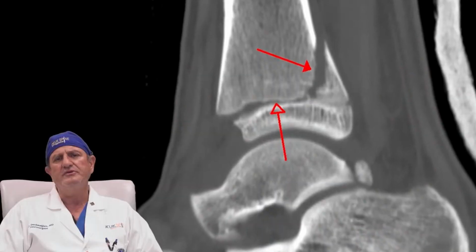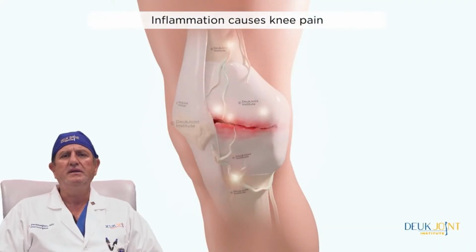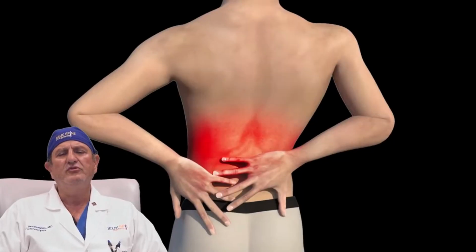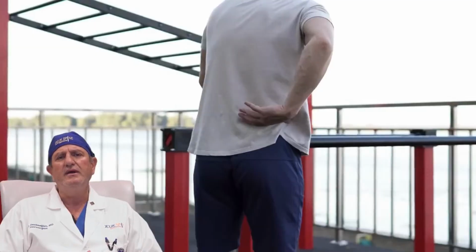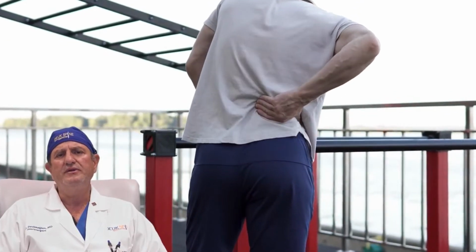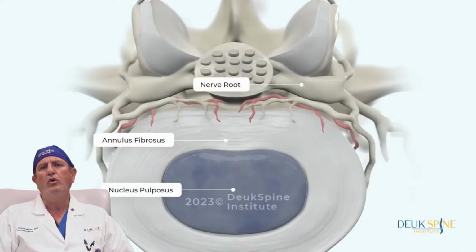Inflammation is the source of all pain in the body, whether it's a broken bone, whether it's an injured joint or an arthritic knee. Pain comes from inflammation. Inflammation is a process where your body is trying to repair a damaged joint, and it creates swelling, tenderness, heat, and pain. The pain you're experiencing in your lower back is primarily coming from a small tear located within the back of the wall of a disc.